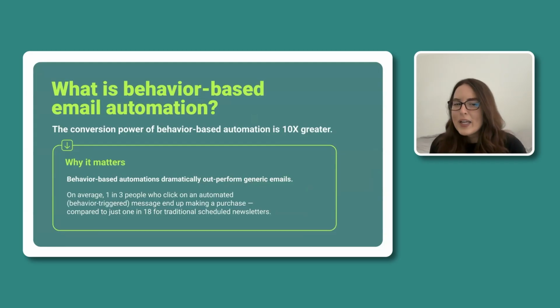So I wanted to quickly highlight this and exactly why this matters. I'm discussing your Omnisend account, we're actively collecting these events, but there are results that come with this. The conversion power of a behavior-based automation is 10 times greater. Why does it matter? On average, 1 in 3 people who click on an automated, behavior-triggered message end up making a purchase, compared to just 1 in 18 of traditional scheduled newsletters.